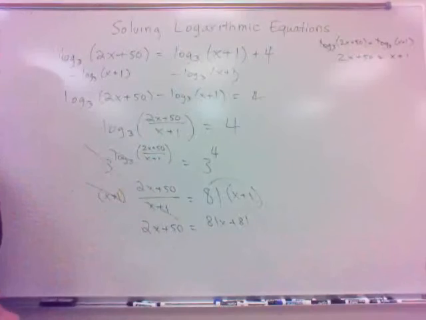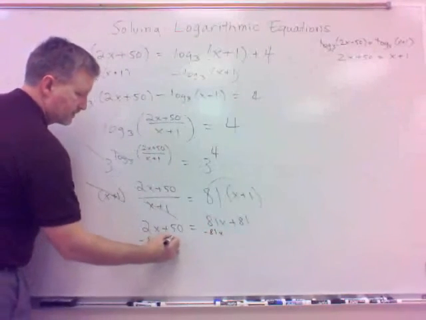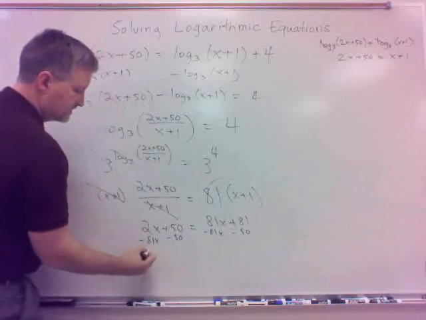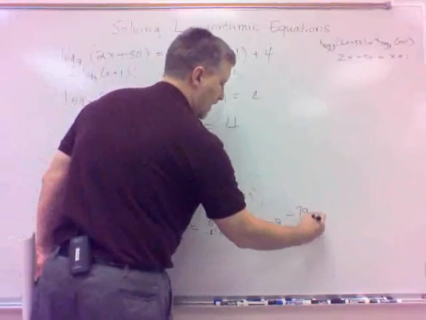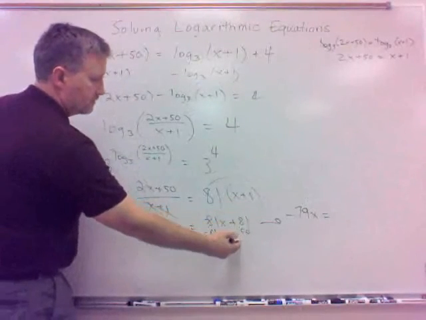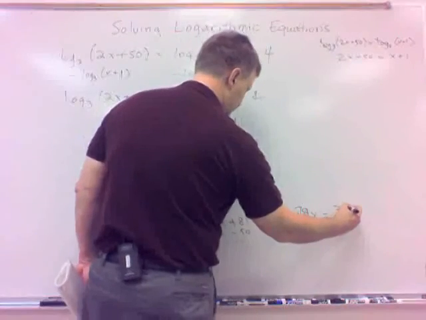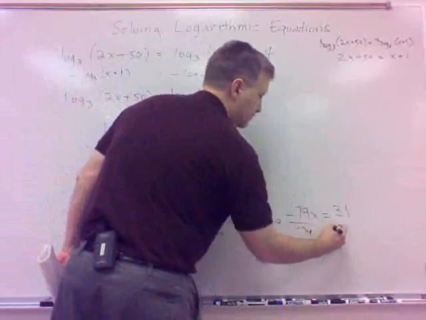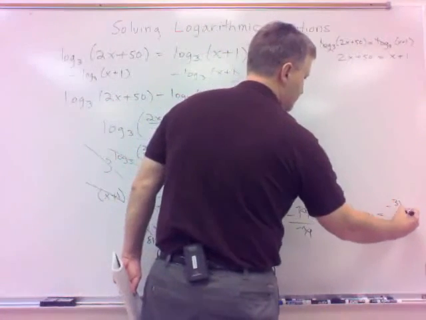Now it's just get the x's on one side, constants on the other. So let's subtract 81x. Go the other way if you want, and I'm going to subtract 50. Mine anyway, so that'll be, this side, negative 79x. Those will go out. This side, the 81x's go out, so it's 81 minus 50, which is 31, I do believe. Divided by negative 79. So x is negative 31 over 79.